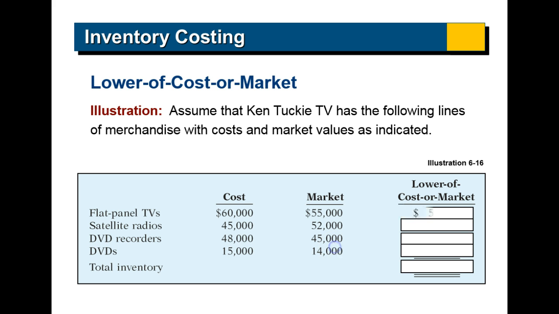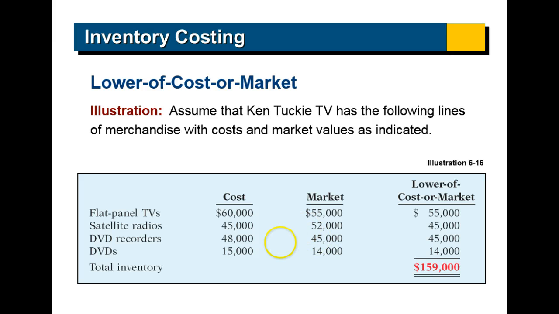Lower of cost or market basically means we're required to show the lowest of either cost or market. What's going to happen in this example is we're going to reduce our flat panel TVs by $5,000. We're going to reduce our DVD recorders by $3,000 and our DVDs by $1,000. Do you see how that plays out, guys?